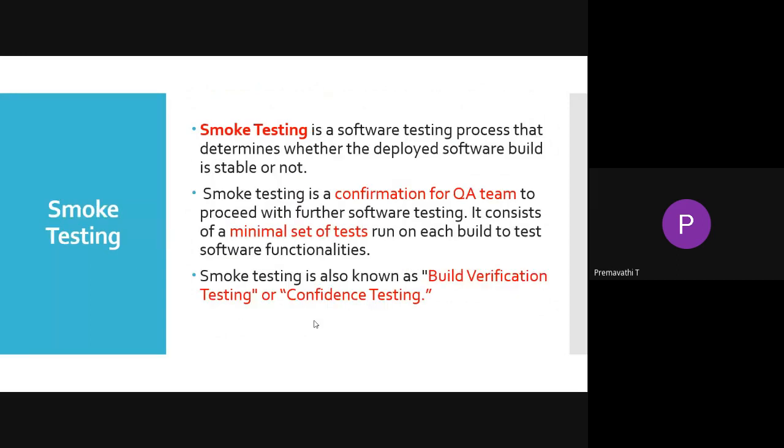And smoke testing. Smoke testing is one of the processes. It checks whether the system is stable or not. It is done by the QA team. Then after verification of all those things, it will go for functionality testing.